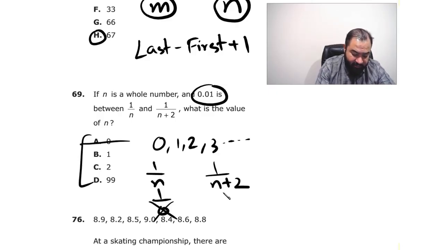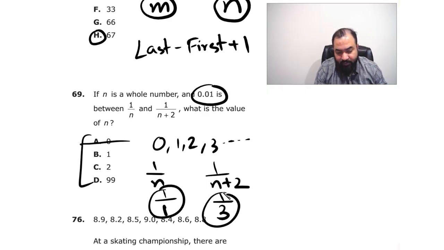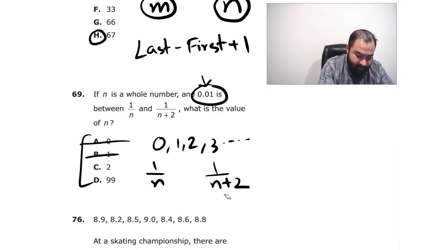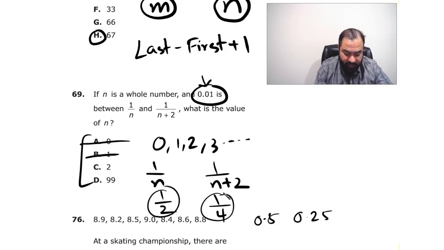So let's try n is 1. It will be 1 over 1, and 1 over n plus 2, 1 plus 2 is 3. So 1 over 1 is just 1, 1/3 is 0.33. So 0.01 is a very small number that's not between 1 and 1/3. If I use 2, what do I get? We get 1 over 2 and 1 over 2 plus 2, 4. So that's between 0.5 and 0.25. This number is very small, 0.01, so it's not even there.